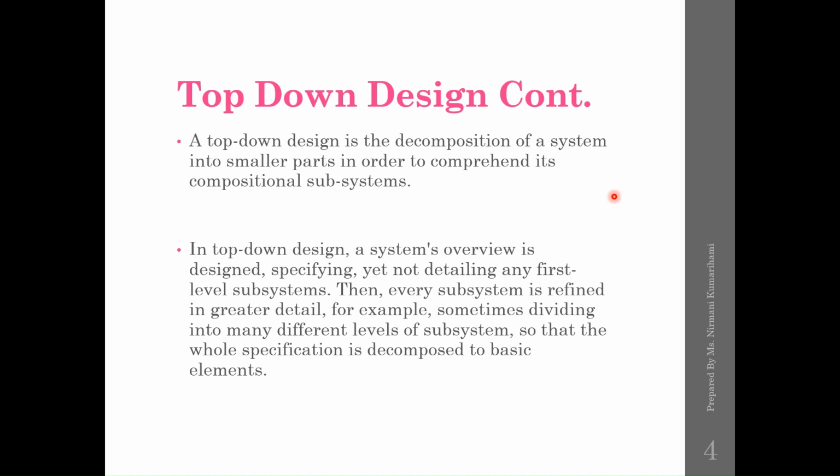A top-down design is a decomposition of a system into smaller parts in order to comprehend its compositional subsystems. We divide the main system into subsystems again and again until we end up with unique functionalities. In top-down design, a system's overview is designed, specifying yet not detailing any first-level subsystems. Then every subsystem is refined in greater detail, sometimes dividing into many different levels of subsystems so that the whole specification is decomposed to basic elements.